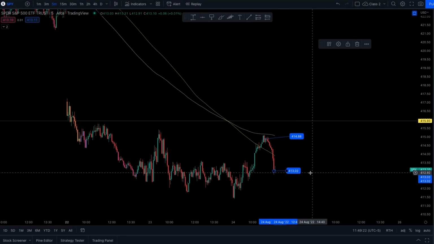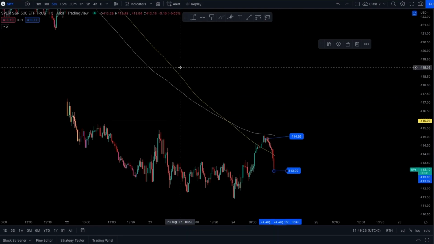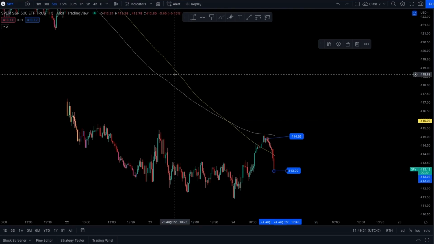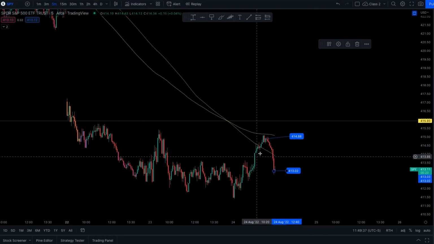So definitely add them to your chart. Get used to messing with them, especially on the higher time frames like the daily, the weekly, the 1 hour chart, 30-minute chart. Watch how they respect, even the 15-minute chart. Watch how they're respected very well.